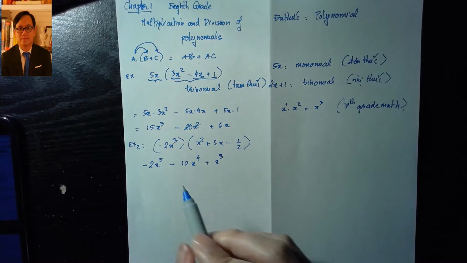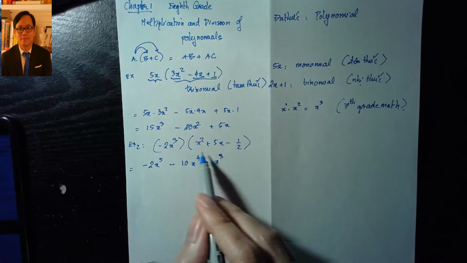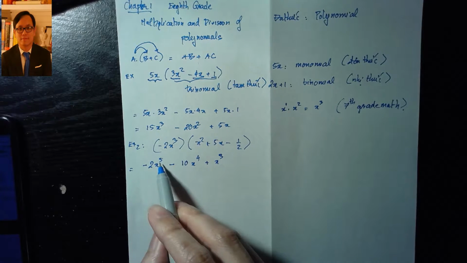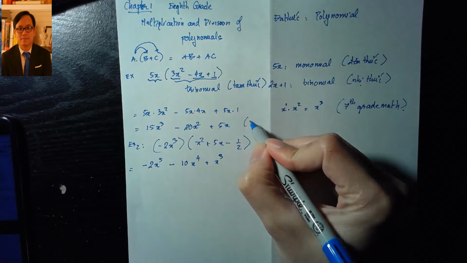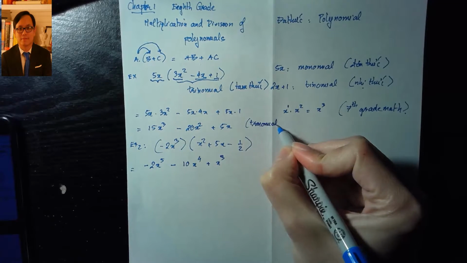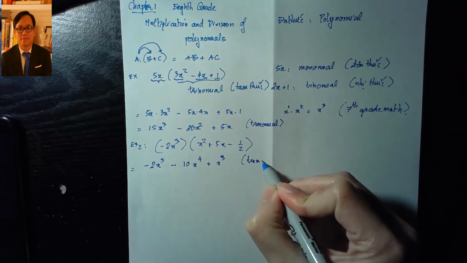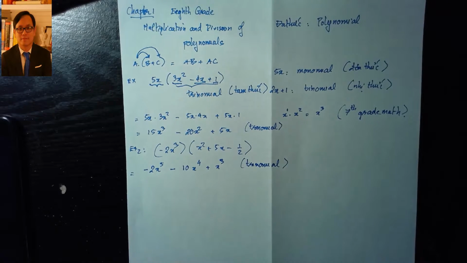And it looks like we have another trinomial, right? The highest degree over here is the 5th degree, and what we have over here is another trinomial. So you see that in this example, we multiply a monomial by a polynomial. How about if we multiply a polynomial by another polynomial.